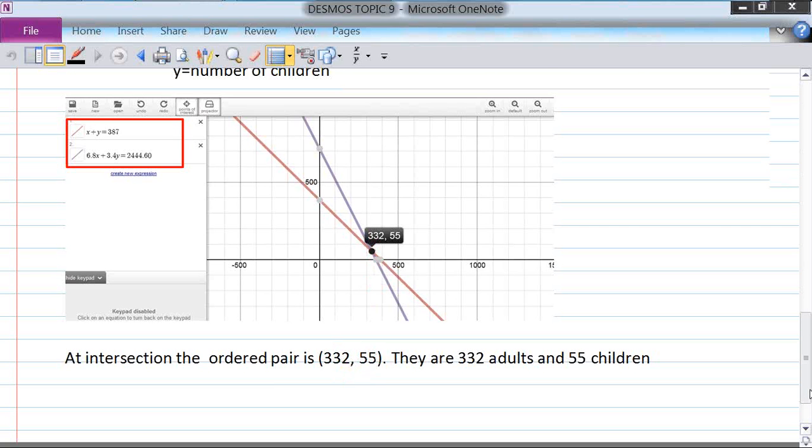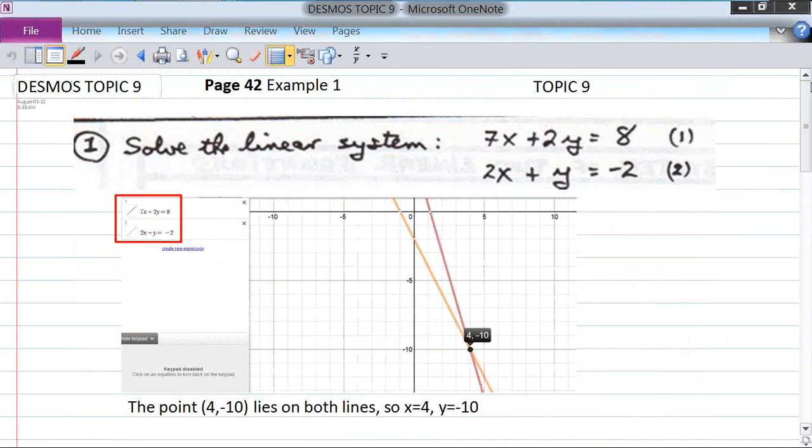That gives you some idea of how Desmos can be applied to solving two linear equations with two unknowns. And you can see how very, very fast it is. It's a very fast process. So this completes our discussion on applications of Desmos to topic 9, linear equations.